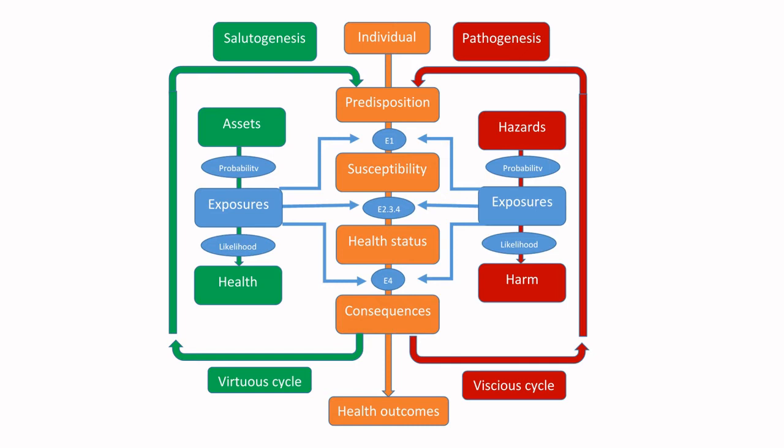On the left-hand side in green is a virtuous cycle with exposure to positive determinants throughout the life cycle resulting in good health. This process is salutogenesis. On the right-hand side in red is the vicious cycle with exposure to negative determinants resulting in poor health and poor outcomes. This is a pathogenic cycle.